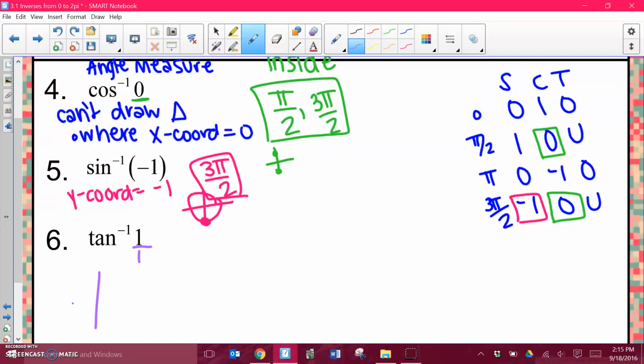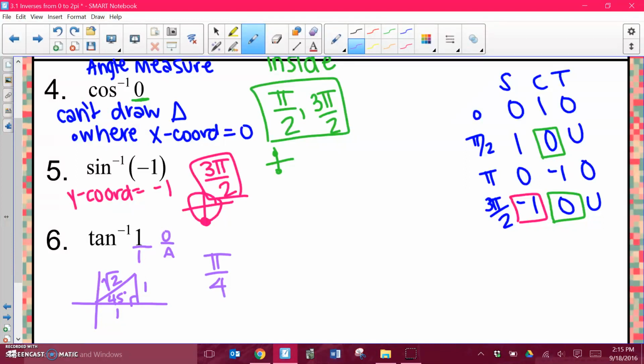Remember, you can always write any number as over 1. So tangent is positive in quadrant 1. Everything's positive in quadrant 1. So I have a triangle that has the opposite leg as 1, and the adjacent is 1. If I do my Pythagorean theorem, or I recognize what triangle this is, my hypotenuse would be square root of 2. This is a 45-degree reference angle, which then makes my exact value of my angle pi over 4. So the tangent of pi over 4 gives me 1.